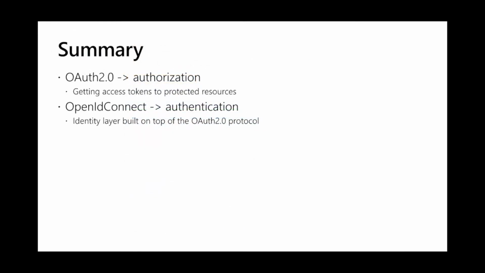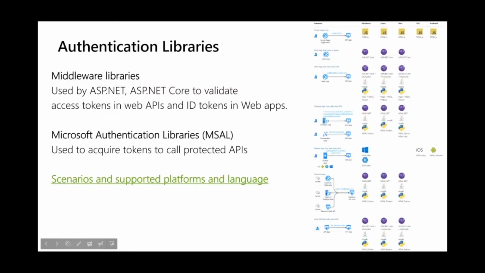All right, so just to summarize, OAuth 2.0 is a protocol about authorization and getting access tokens to protected resources. However, OpenID Connect is about authentication and is an identity layer built on top of the OAuth 2.0 protocol. And if you're worried this is very complex or confusing, you don't have to worry, because we have authentication libraries that can abstract a lot of this complexity for you. You don't have to become an expert in OAuth 2.0 and OpenID Connect to have secure applications which sign in users and access protected resources.